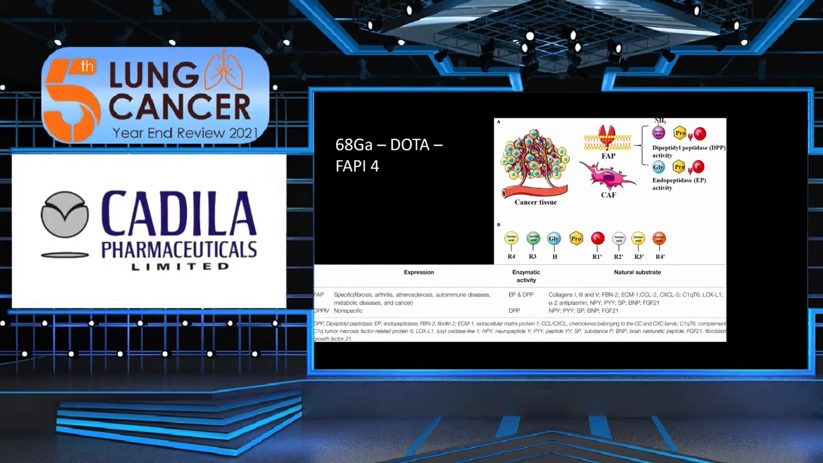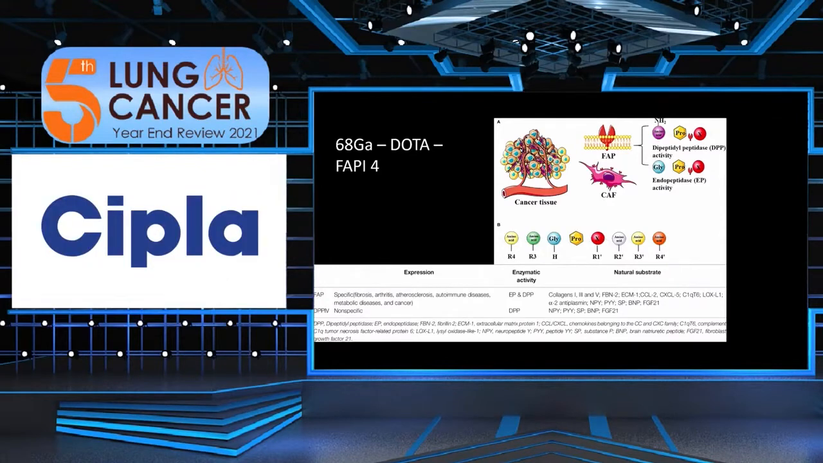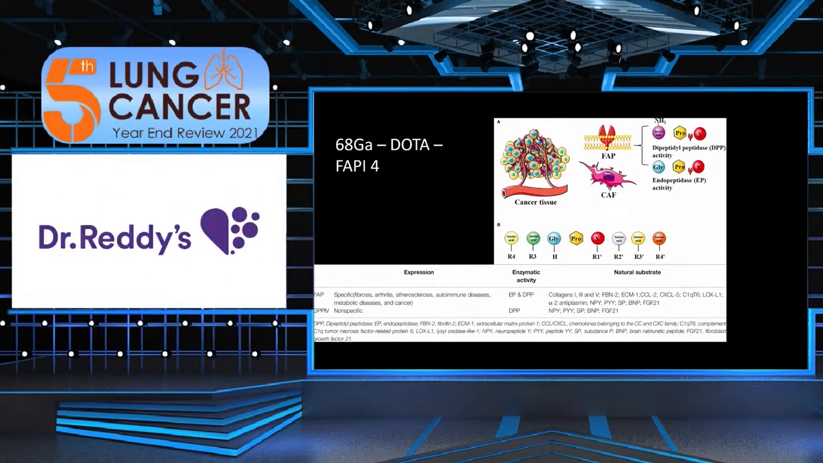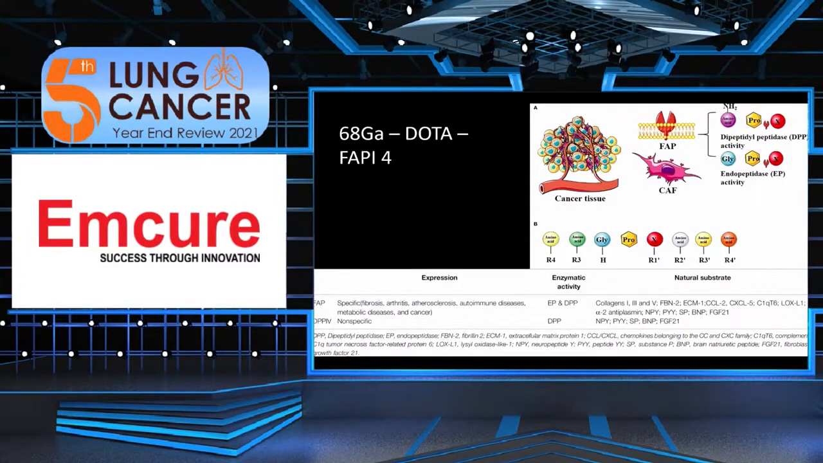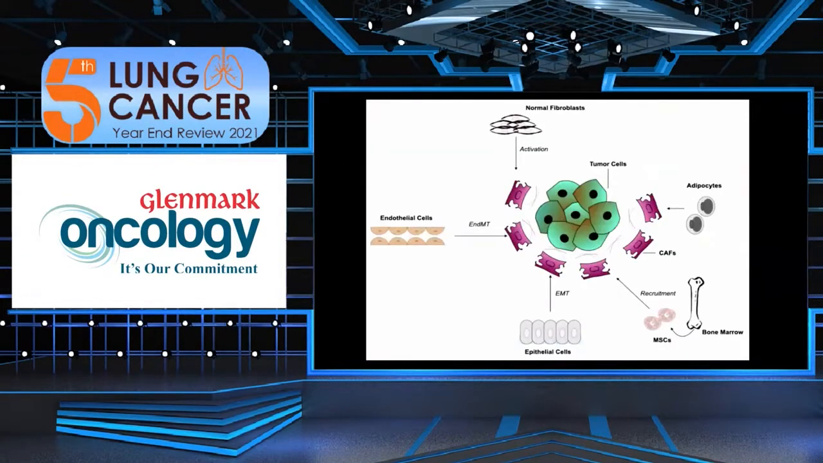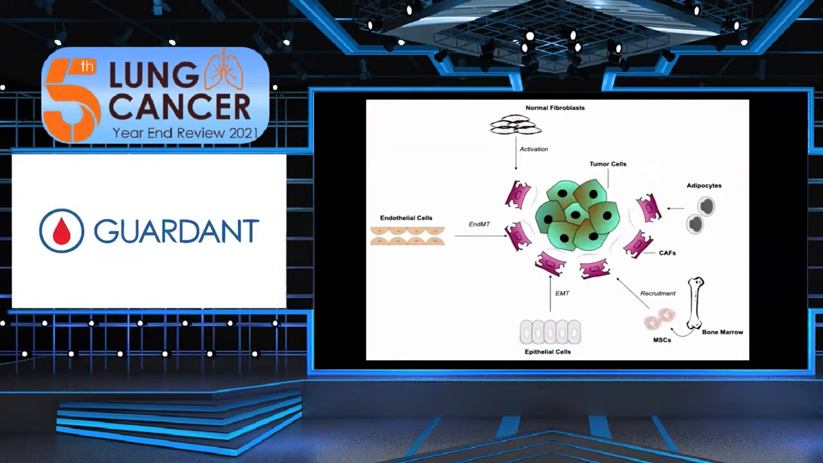And what I want to say in this scan is that FAP is specific for fibrosis, arthritis, atherosclerosis, autoimmune disease, metabolic diseases, and cancer. So this is one pathway which is there in several of these tumors.